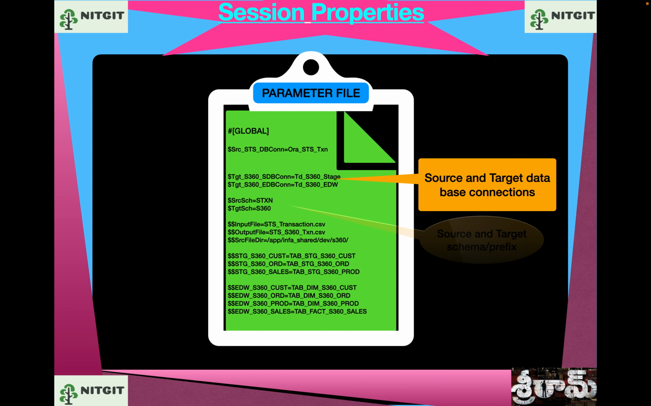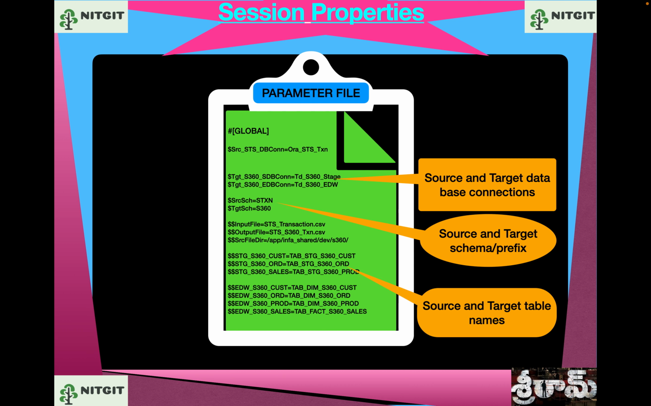We have a schema and source target prefixes here. STXN is the source schema prefix and the target schema prefix is S360. We also have source and target table names parameterized here in case of any changes in future. Say, for example, TAB is the table name prefix. If management wants to change it to TBL underscore, then we can easily change the parameter file instead of each and every session of that particular project. I also have input, output, and source file directory information here that will be useful in the session properties. Let us see how these can be set in the session properties.